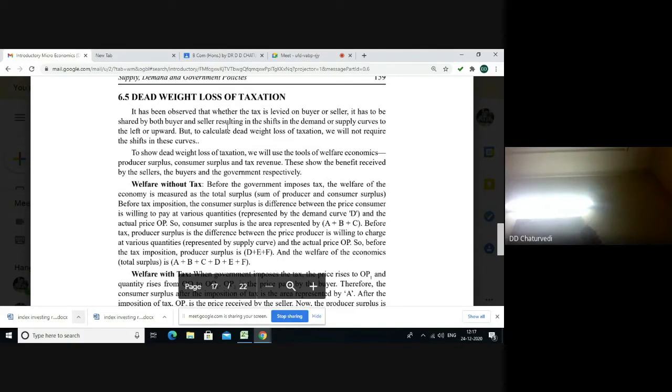We have already studied about impact of imposition of tax on the buyer and seller, which we know is shared between the buyers and the sellers. And consequently, there are shifts in the demand or supply curves to the left or upward. Now here we will do one more thing. We will be computing the deadweight loss in the diagram. In order to show the deadweight loss of taxation, we are going to use the same tools of welfare economics like producer surplus, consumer surplus, and tax revenue.